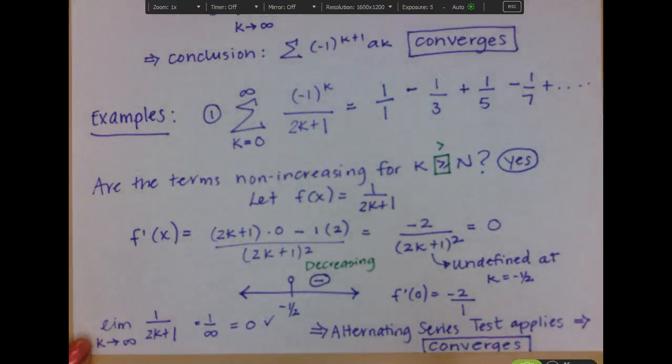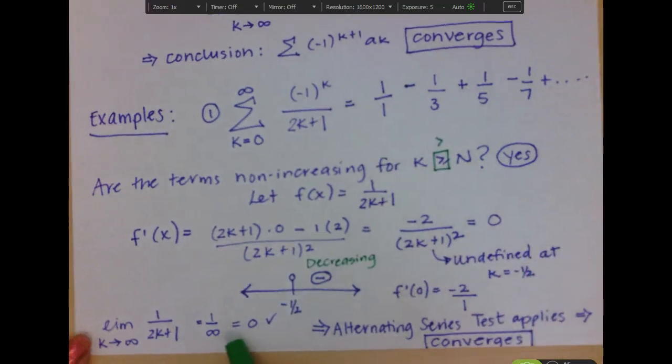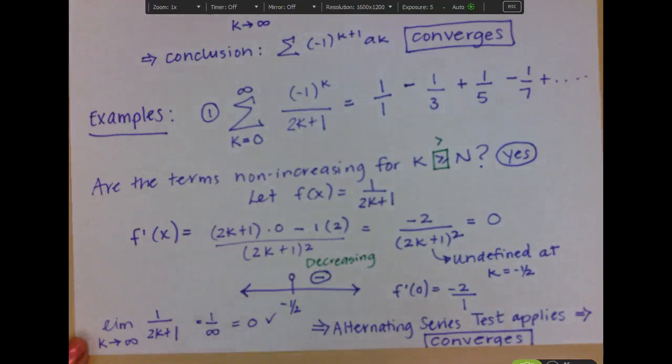The alternating series test allows us to make that conclusion because of these two conditions that this particular series did satisfy. Let's look at a second example.